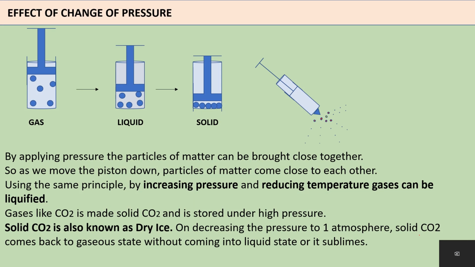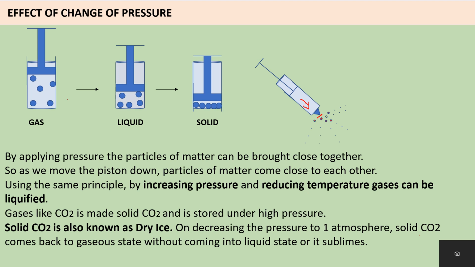Let us now see the effect of change of pressure on the states of matter. You must have seen a water gun which is used to throw water or colors during Holi. The gun is fitted with a piston. When the piston is pushed downwards, the color from the nozzle comes out as the nozzle has an opening. To study the effect of change of pressure on the states of matter, I have taken a closed cylinder fitted with a piston in which gas is filled.